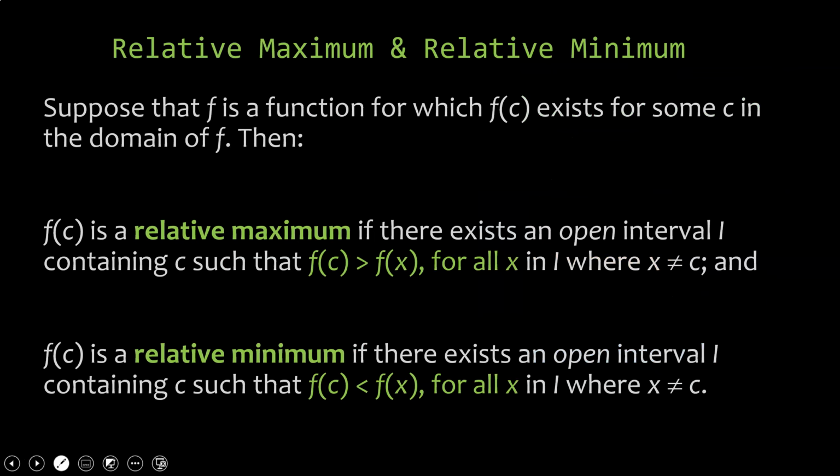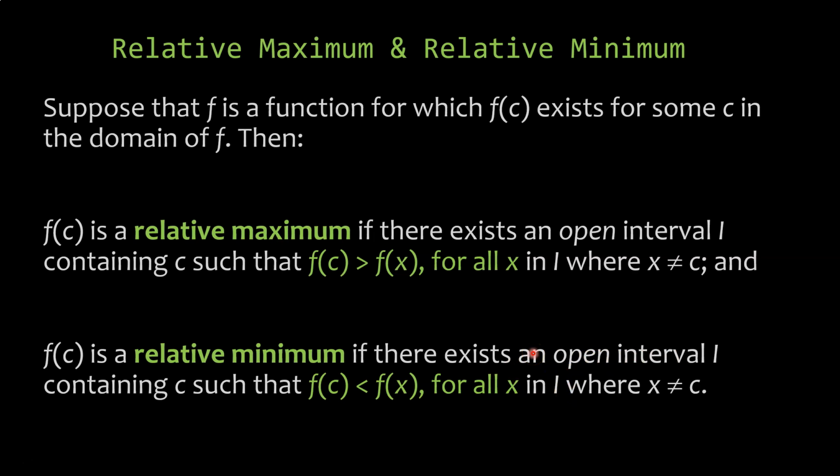Now, when talking about increasing or decreasing, if you have a function that is increasing and then decreasing, what do you notice? You have a peak. And that is what we call a relative maximum. So f of c is a relative maximum if f of c is always greater than f of x for all x in the interval. Okay, now if f of c is less than all f of x in that interval, then we call that a relative minimum on that open interval I.